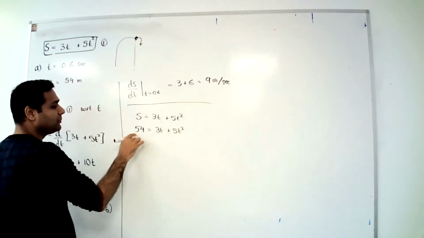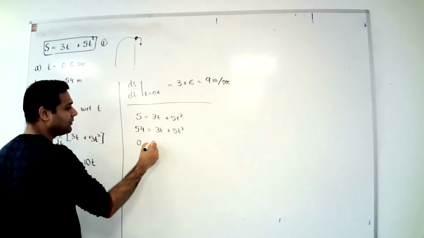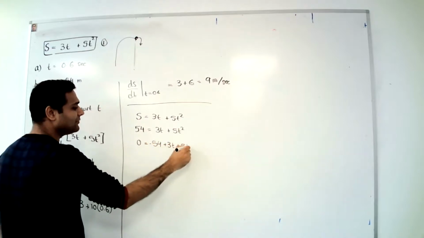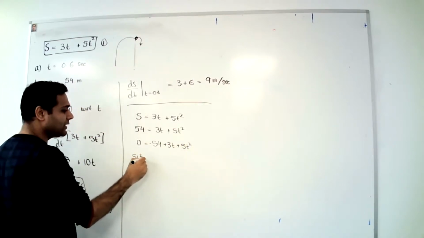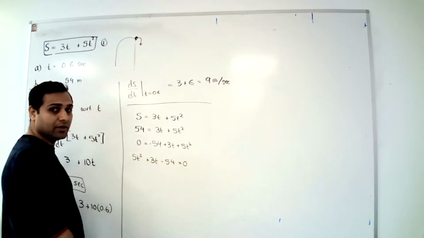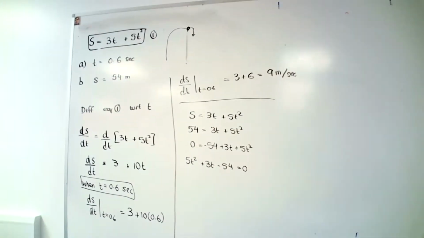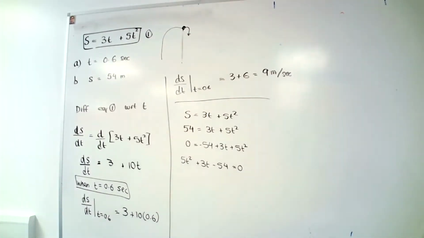Make one side 0, so move the 54 to the other side. So 0 equals minus 54 plus 3t plus 5t squared. Or I can write this equation as 5t squared plus 3t minus 54 equals 0. Now this is a quadratic equation. We need to solve the quadratic equation and find out the time t when this ball has covered a distance of 54 meters.